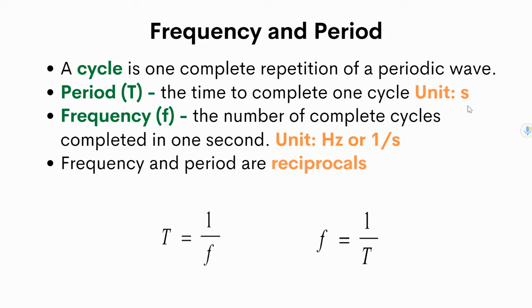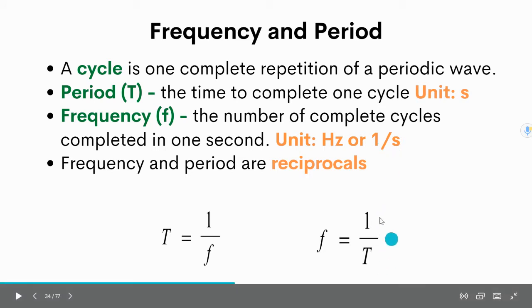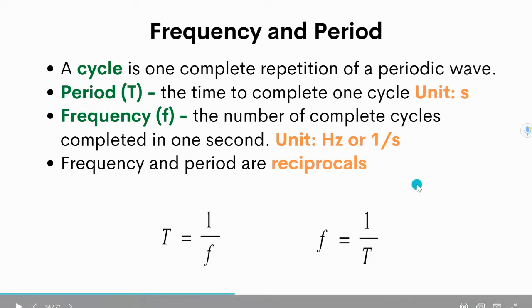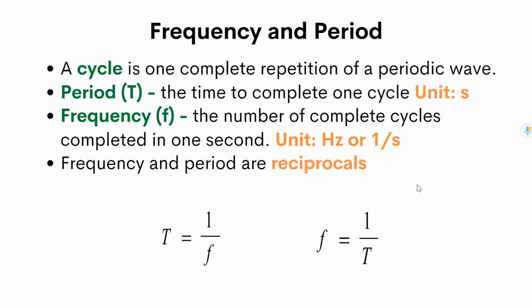And frequency is the reciprocal of period. If this is the amount of time it takes to complete one cycle, period, frequency would be the amount of cycles you could complete in 1 second. So frequency is lowercase f, and its unit is 1 over s, as you can see here, 1 over period, 1 over s. Or we say hertz. They are reciprocals of each other.